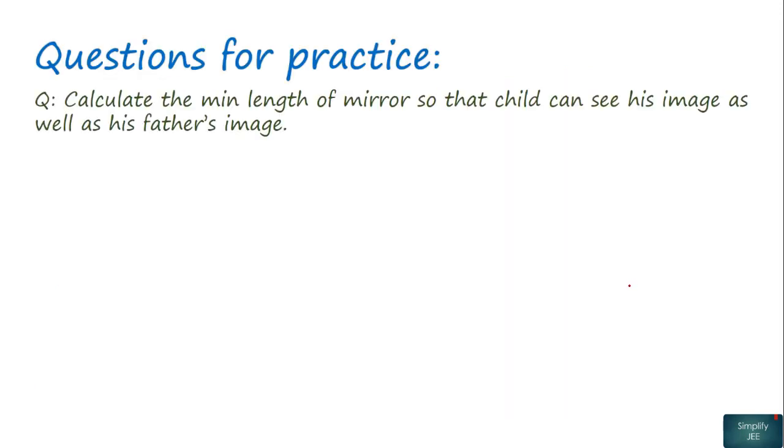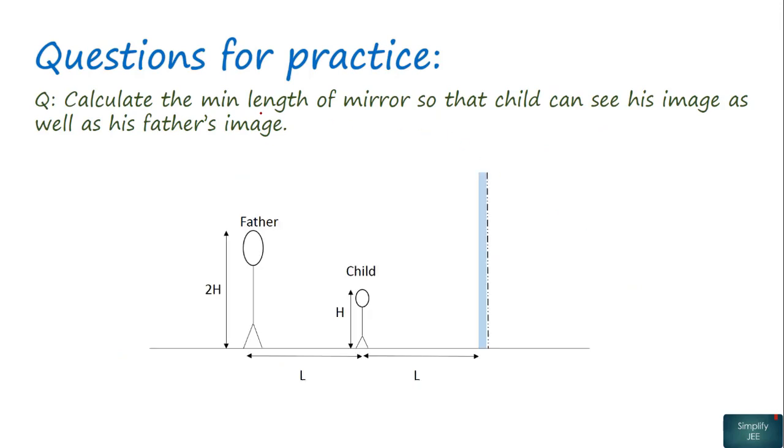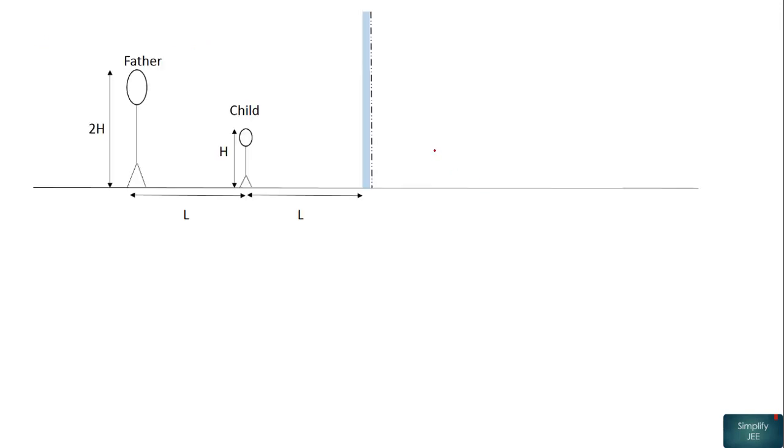Now in the second question, we have to calculate the minimum length of the mirror so that the child can see his image as well as his father's image. Now first, let's form the image of the father. As the father is at a distance of 2L from the mirror, this image will be formed at a distance of 2L.